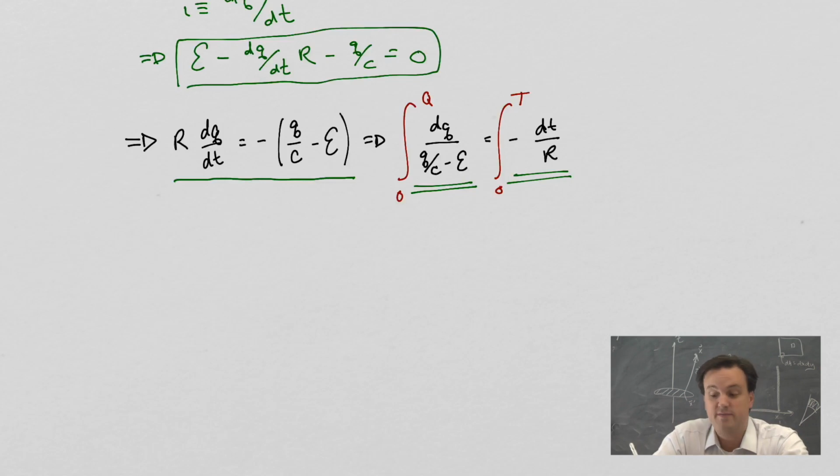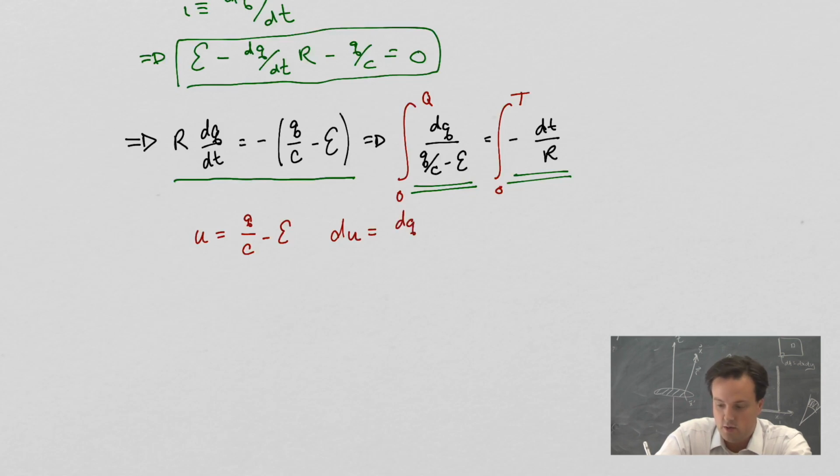Now the right-hand side of this is pretty easy to integrate, right? There are no t's, and so all I'm doing is evaluating the integral of dt from 0 to t. The left-hand side, on the other hand, is a little bit more complicated, and it's going to require a u substitution, where I let u equal q over c minus the EMF, and so du is equal to dq over c.